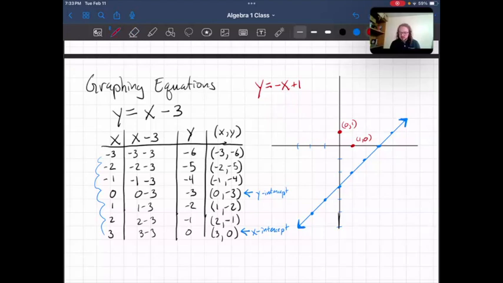And I want to go left. I want to find out what happens if x is negative 1. y equals the negative of negative 1 plus 1. Well, these two negatives are going to make a positive, so I have y equals 2 for this graph.